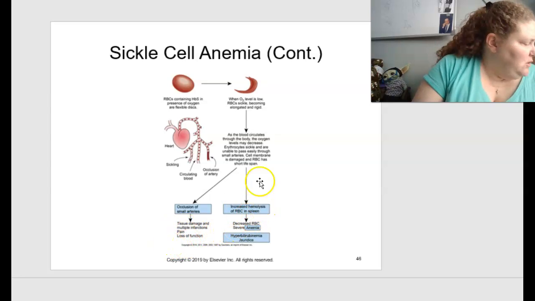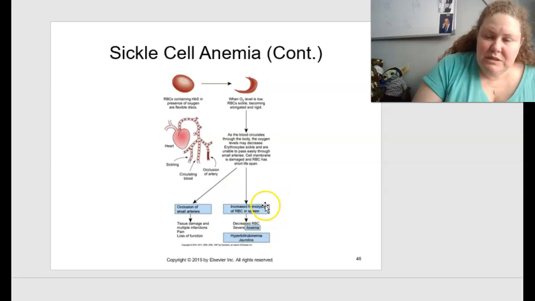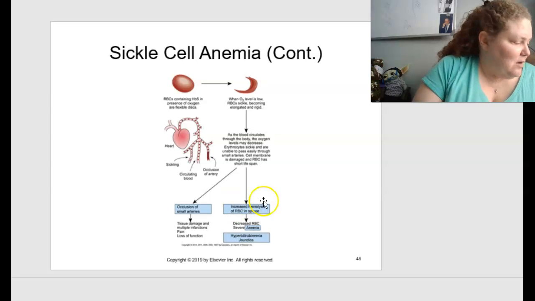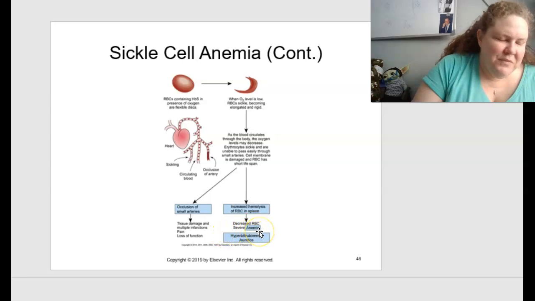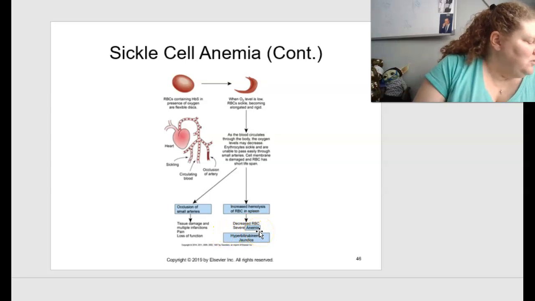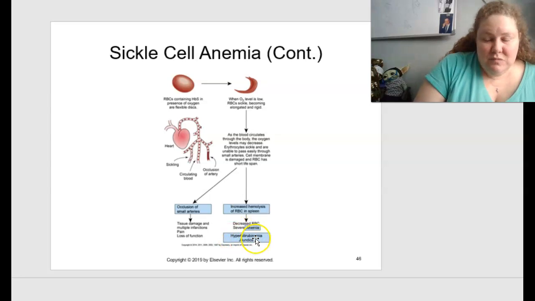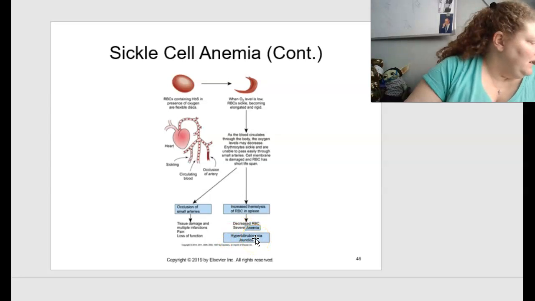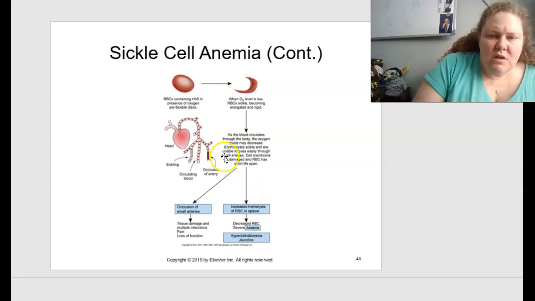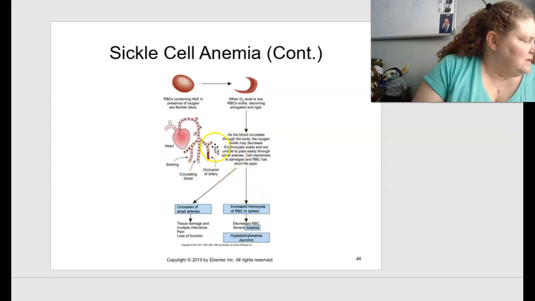And then over here, you can also have the increased red blood cells in the spleen. So that's hemo is blood, lysis is splitting apart. So the increased breakdown of the red blood cells. And also then that would cause the decreased red blood cells, therefore causing severe anemia. And then this can cause hyperbilirubinemia. Hyperbilirubinemia, and that would be, in normal words, jaundice. Okay. And so this shows the occlusion of the arteries, everything that happens.